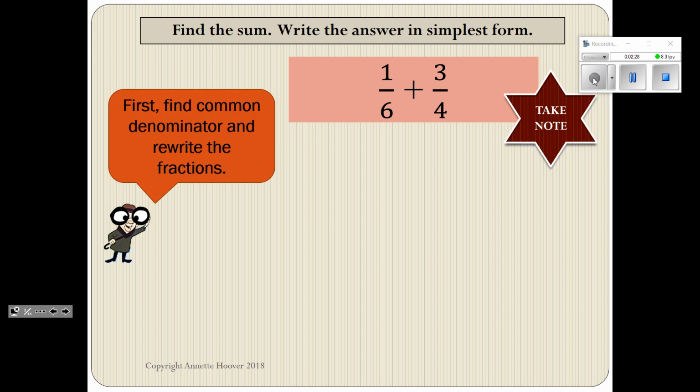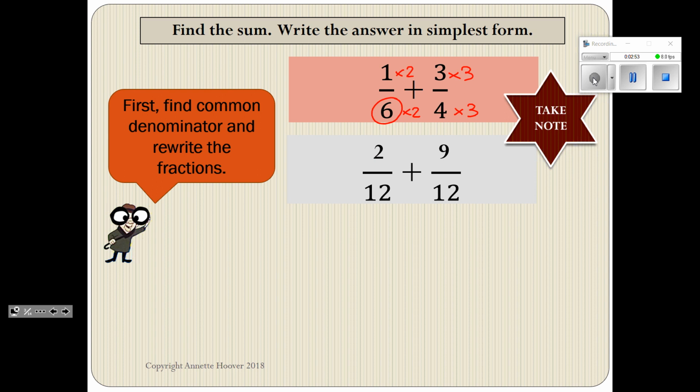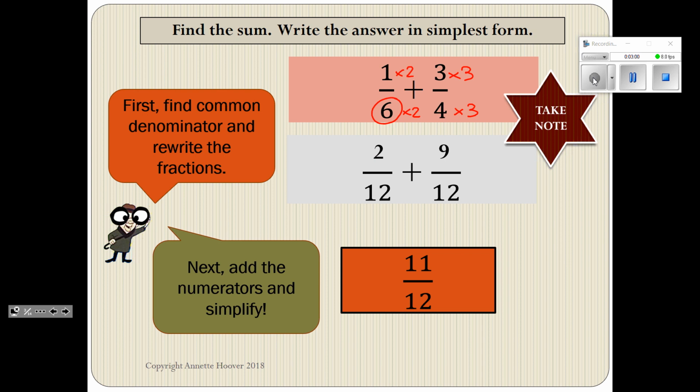So if we choose 12 as our denominator, we have to think 6 times what equals 12? That would be times 2. So we have to multiply the 1 times 2, which is 2. 4 times 3 equals 12, so we have to multiply 3 times 3 on top. That would be 9. So we would rewrite that as 2/12 plus 9/12. We have 2 plus 9. Both are positive numbers. We add them together, and it's simply 11/12.